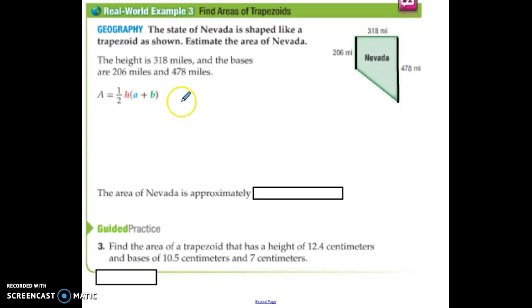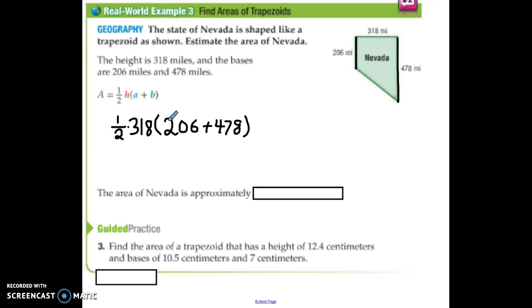Okay, so those will go inside my parentheses. So in parentheses, I'll put 206 and 478. And on the outside, my area is going to equal half times the height. What's my height of Nevada? Well, it doesn't have to go straight up and down to be the height. It just has to be connecting my 2 bases. So 318 is my height. So times 318.